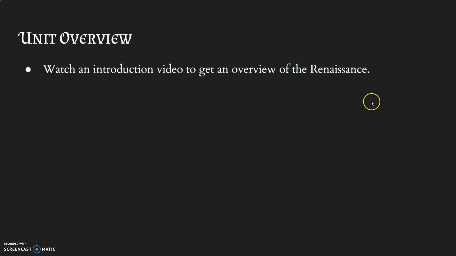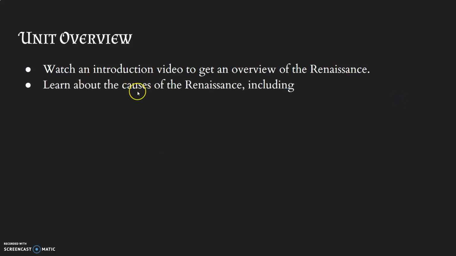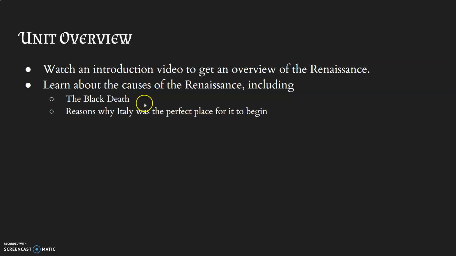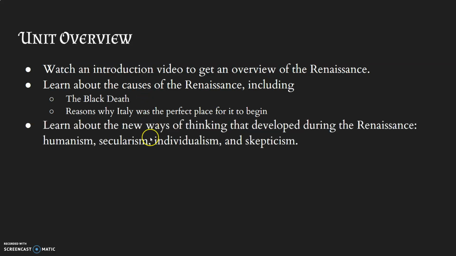So the unit overview, you're going to watch right after this, I hope, an introduction video, a little cartoon that'll give you an overview of the Renaissance. When you're done with that, it's time to start learning about the causes of the Renaissance, including the Black Death and reasons why Italy was the perfect place for the Renaissance to begin. Once you understand the causes, it's time to learn about the new ways of thinking that developed during the Renaissance, including humanism, secularism, individualism, and skepticism. And these all sound scary, I think, but they're pretty easy because this is the birth of modern thinking. So they should be pretty familiar to you.